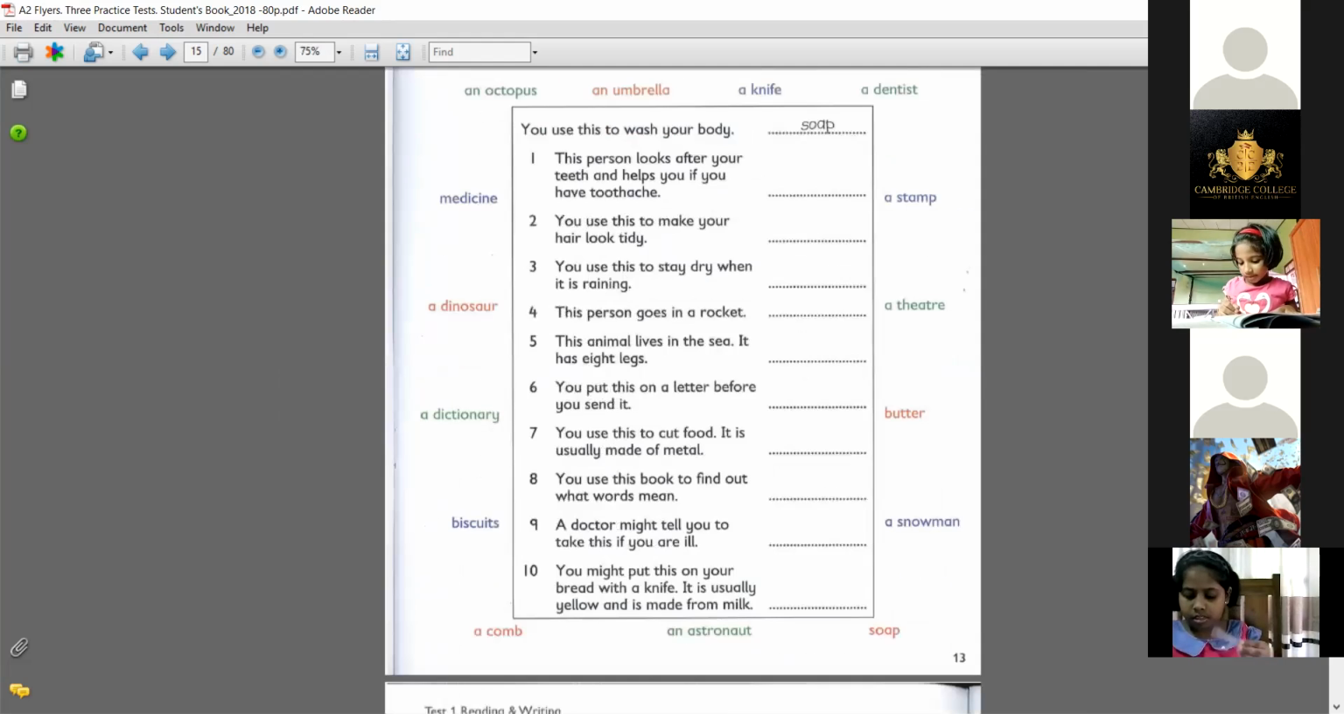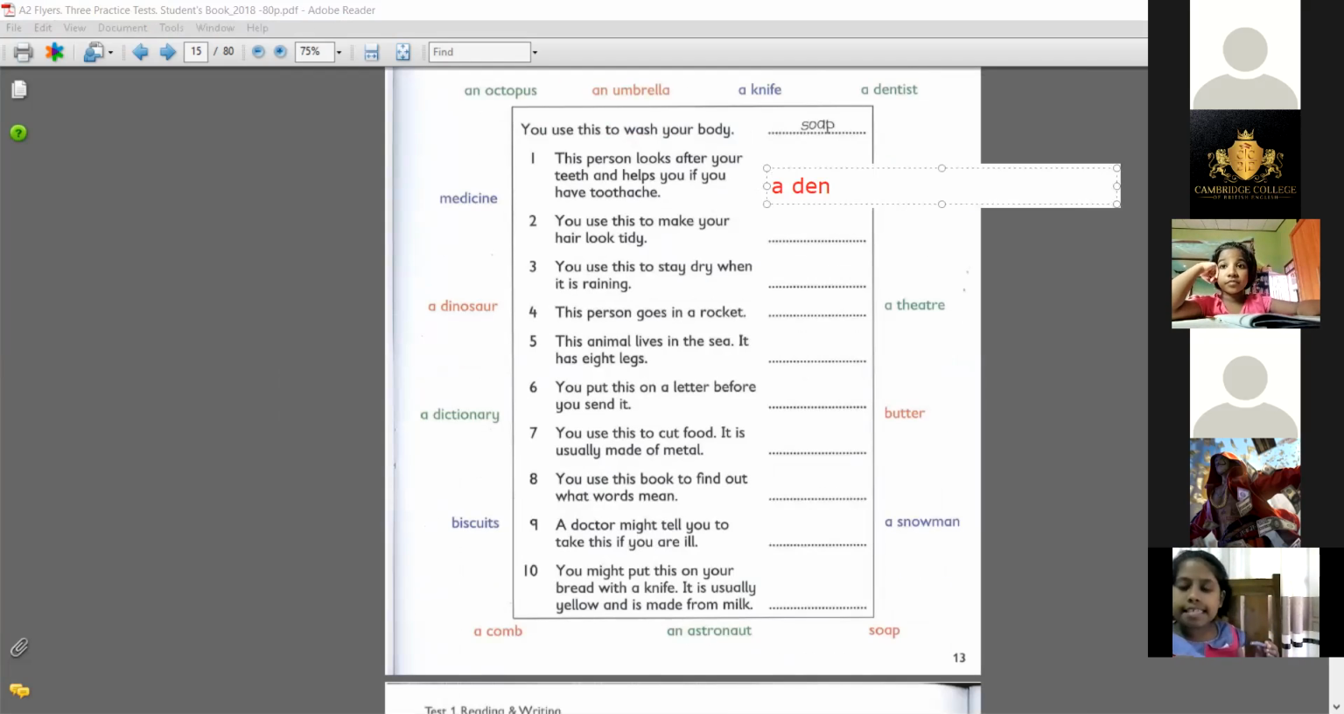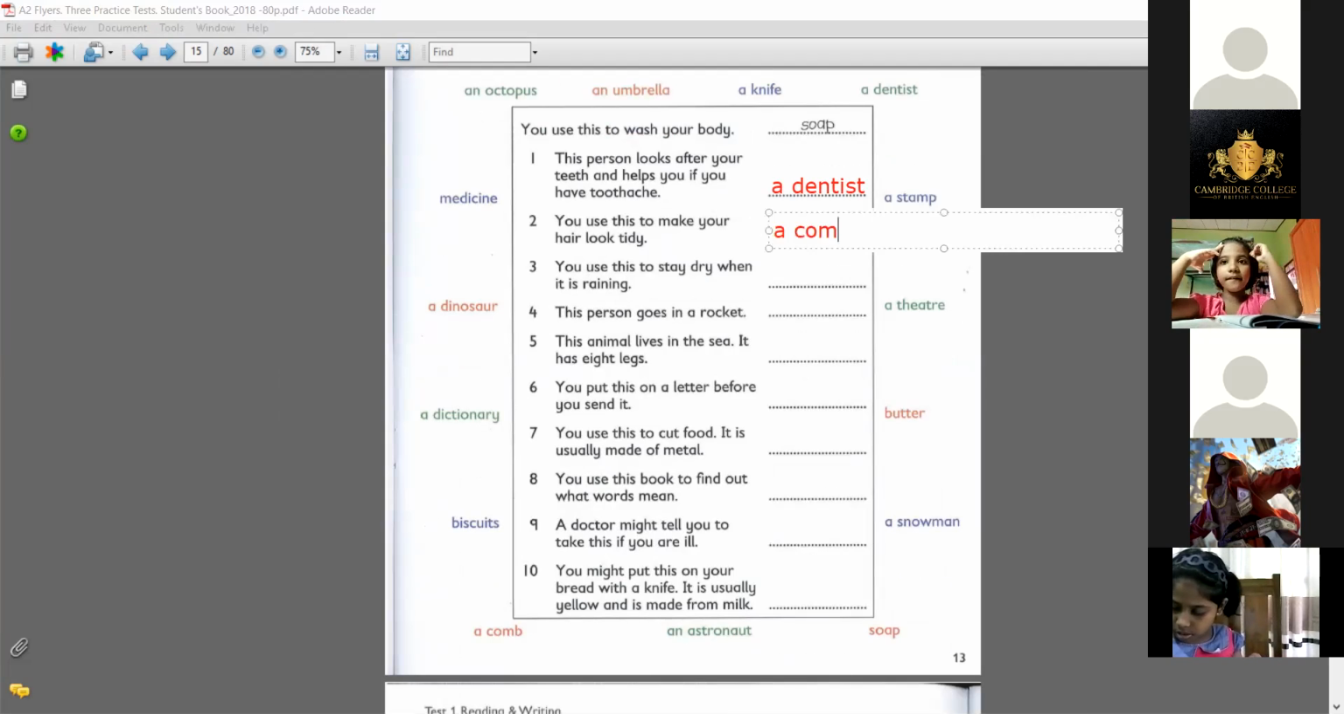This person looks after your teeth and helps you if you have toothache. So the answer is what? A dentist. So check your answers and tell me how many answers are correct, okay? Dentist. You use this to make your hair look tidy. What is it? A comb.